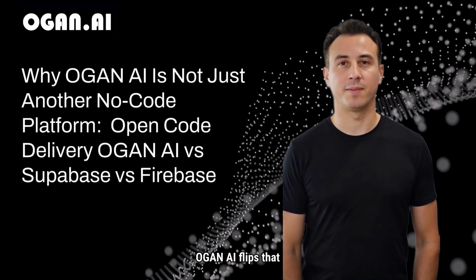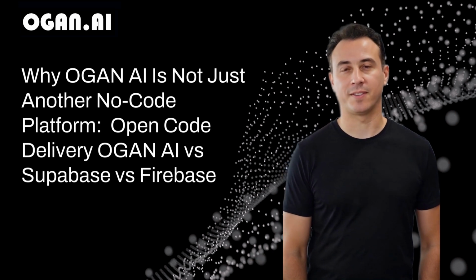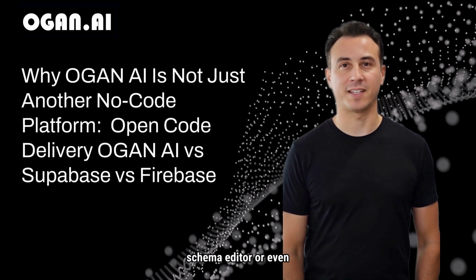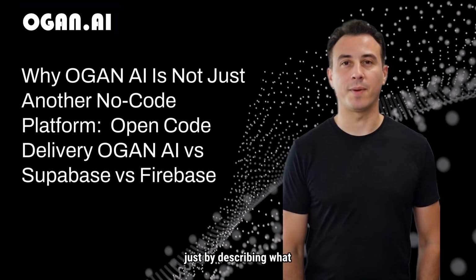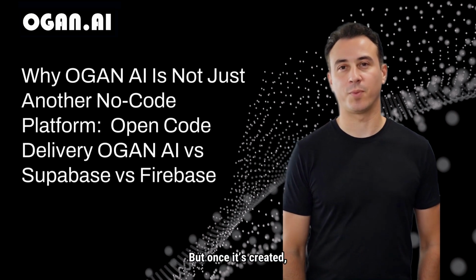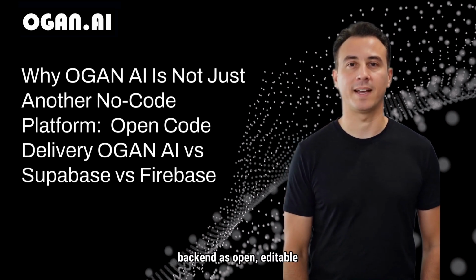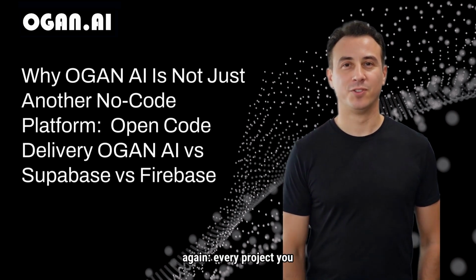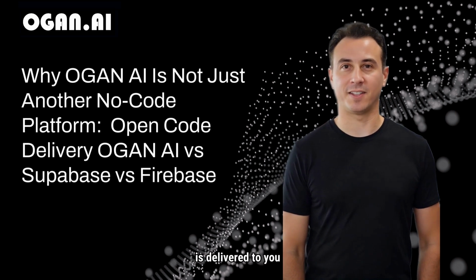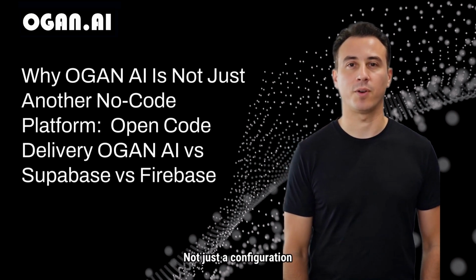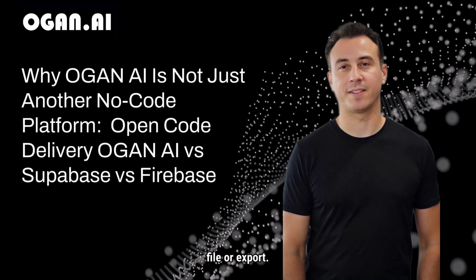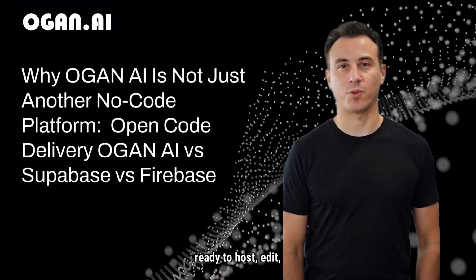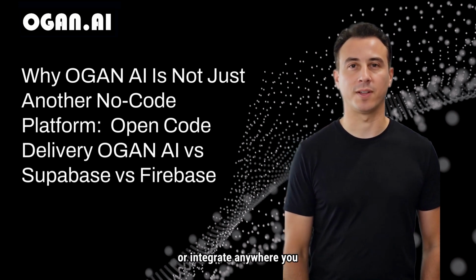OGAN AI flips that model completely. Here's how it works. You build your backend using no-code tools, either through a visual schema editor or even just by describing what you want in natural language. But once it's created, you get the full backend as open, editable source code. Let me say that again. Every project you create with OGAN AI is delivered to you as real code, not just a configuration file or export. It's actual backend logic, written, structured, and ready to host, edit, or integrate anywhere you like.